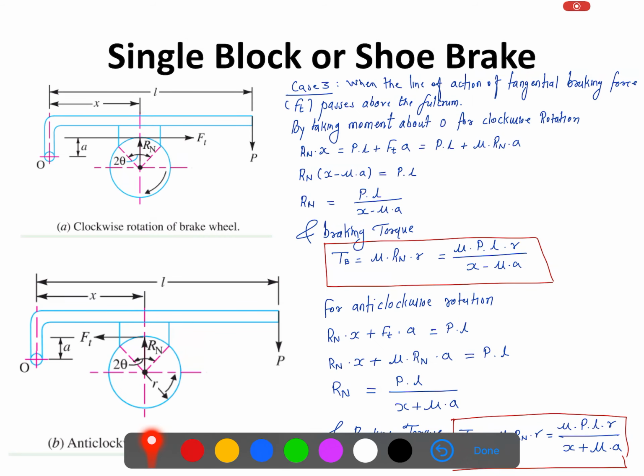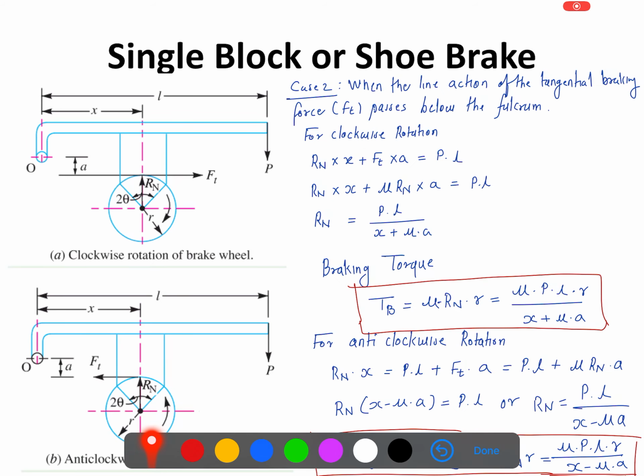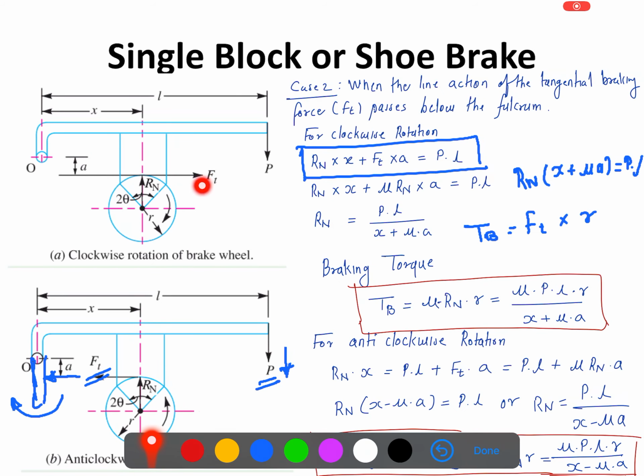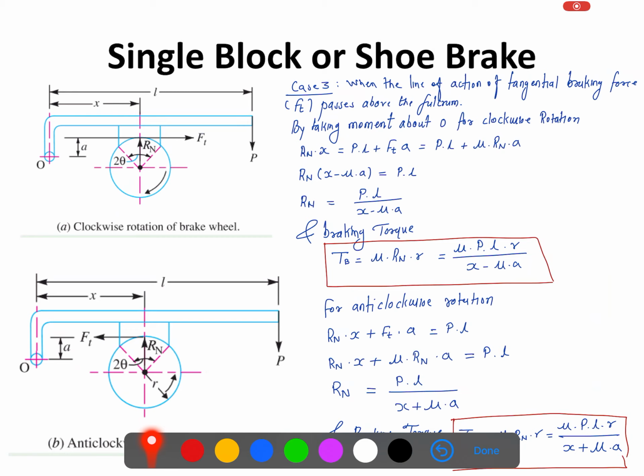And now we will see case number 3. Previously what we have seen, the line of action of Ft passes below the fulcrum. Now in the third case, the line of action of the tangential braking force Ft passes above the fulcrum. Over here, this fulcrum is O, and the line of action of Ft is above this fulcrum by a distance of a.